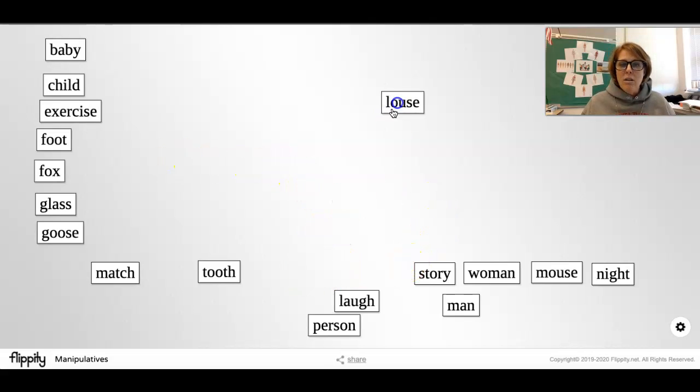So we're at L. We have louse and laugh. The L's are the same. A and O are the second letters. So laugh comes next, and then louse.